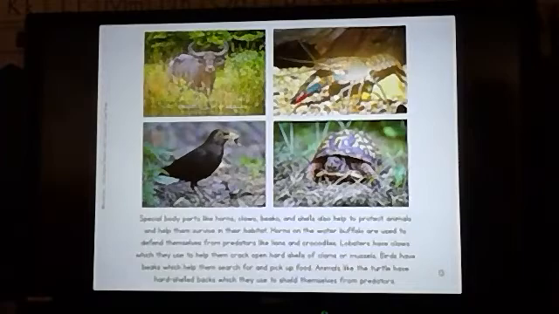Special body parts like horns, claws, beaks, and shells also help to protect animals and help them survive in their habitat. Horns on the water buffalo are used to defend themselves from predators like lions and crocodiles. Lobsters have claws which they use to help them crack open hard shells of clams or mussels. Birds have beaks which help them search for and pick up food. Animals like the turtle have a hard-shelled back which they use to shield themselves from predators.